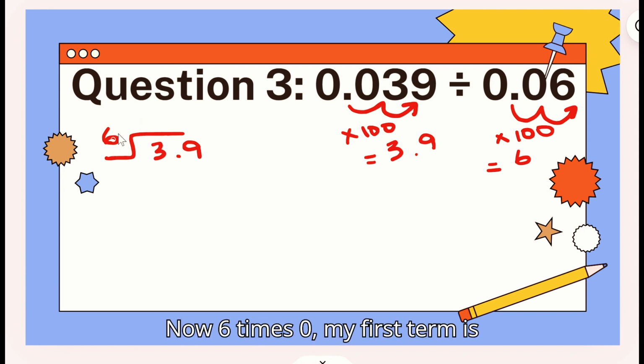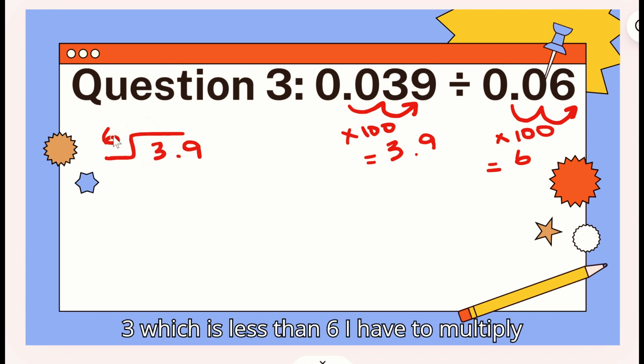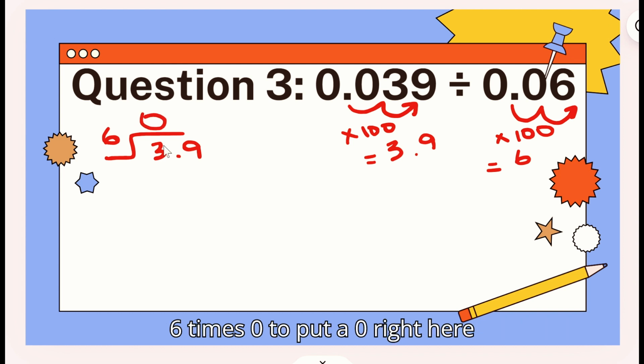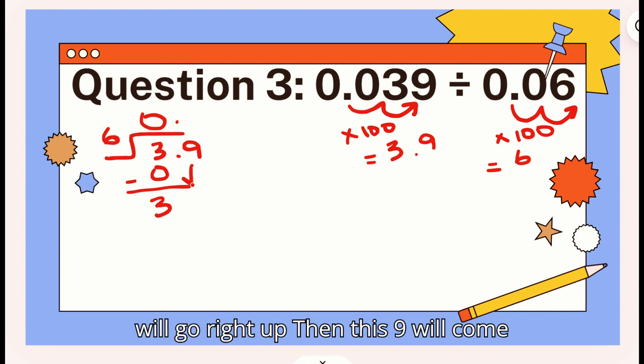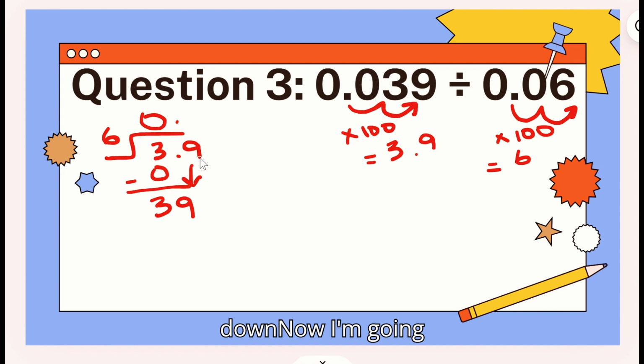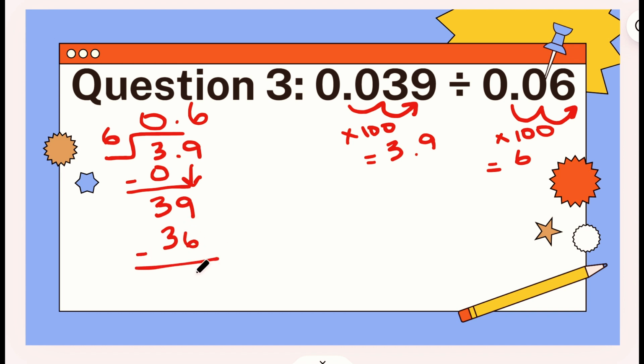Now, my first number is 3, which is less than 6. So I have to multiply 6 times 0 to put a 0 right here. That will give me 3. This decimal point will go right up. Then this 9 will come down. Now I'm going to divide 39 by 6. 39 does not divide fully by 6, but 6 times 6 does give me 36. So that leaves me with 3 here.